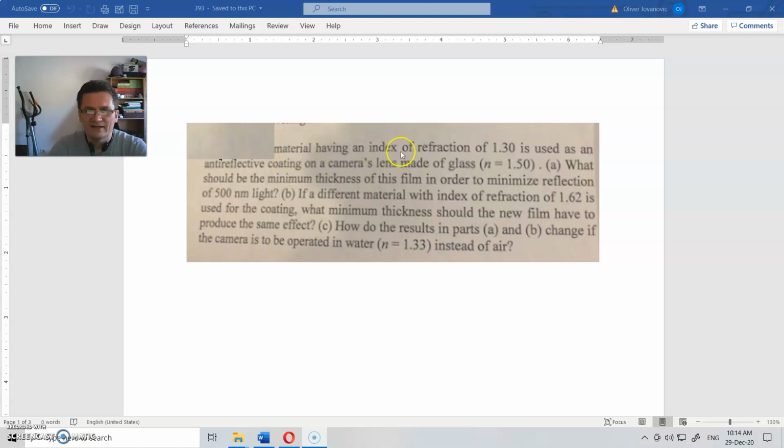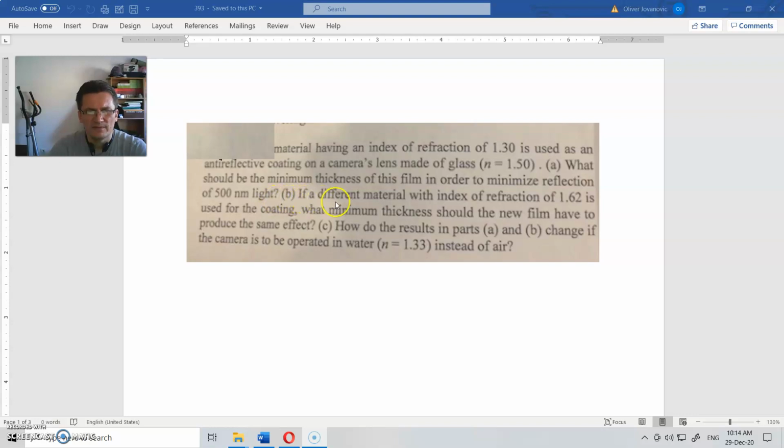Again, a material having an index of refraction of 1.3 is used as an anti-reflective coating on a camera lens made of glass. Under A, what should be the minimum thickness of this film in order to minimize reflection of 500 nanometer light?